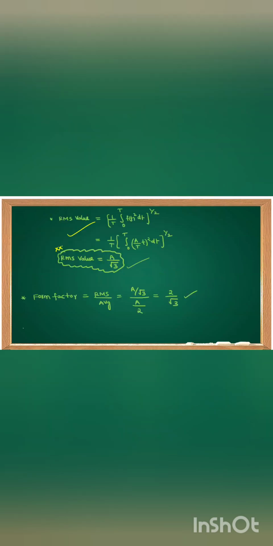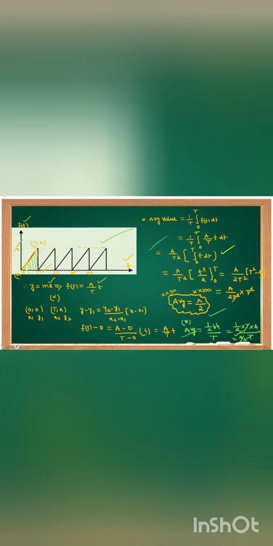Then for this waveform, what is the form factor? The form factor equal to RMS by average. RMS is A by root 6, average is A by 4. That is 4 by root 6. This is also five-star. These two waveforms are very important, already framed in computation. Both are triangular waveforms.